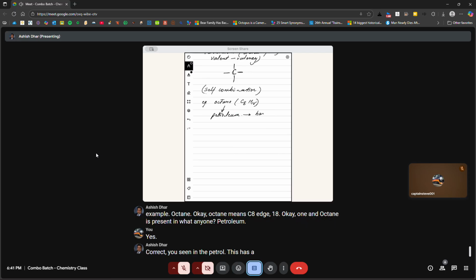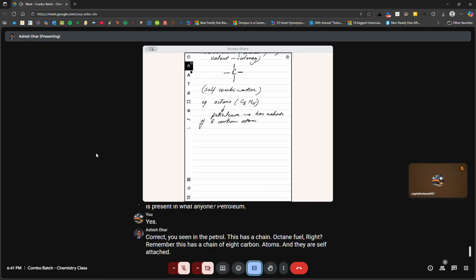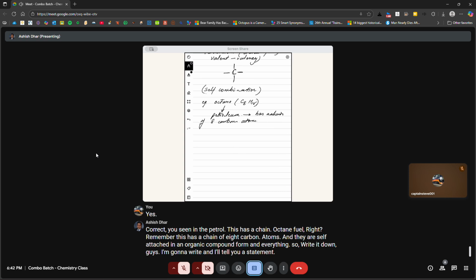This has a chain, octane fuel, right? Remember, this has a chain of 8 carbon atoms, and they are self attached in an organic compound form. So write it down, guys. I'm going to write now, tell you a statement.